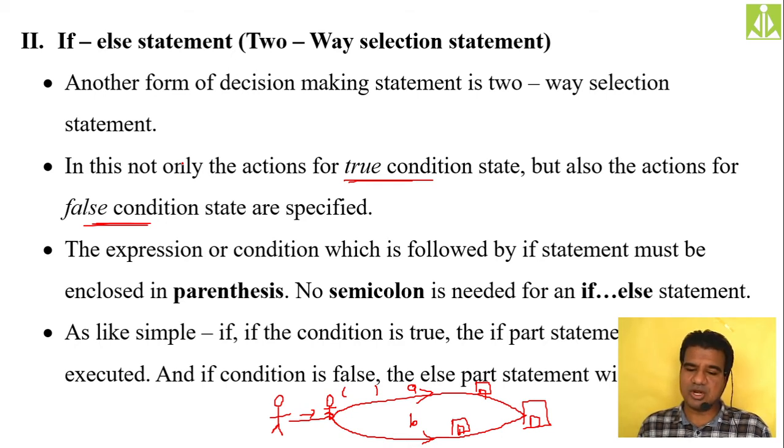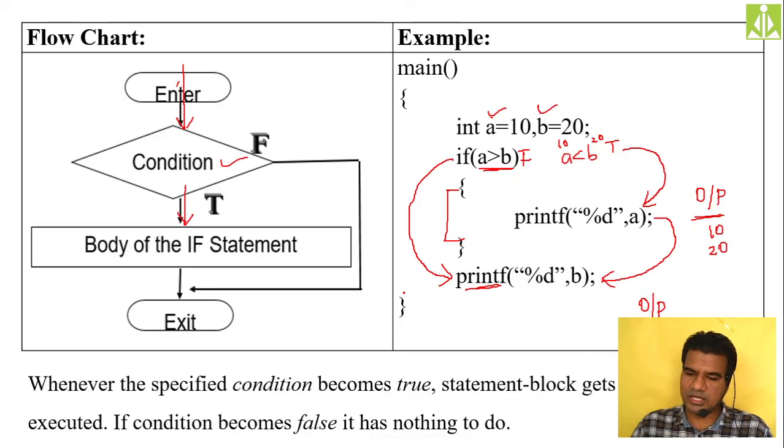The expression or the condition which follows the if statement must be enclosed in parentheses. We put the condition immediately after the if keyword, inside the parentheses. And no semicolon in both cases. In case of if and in case of if else, we should not put the semicolon at the end, as you have noticed over here.